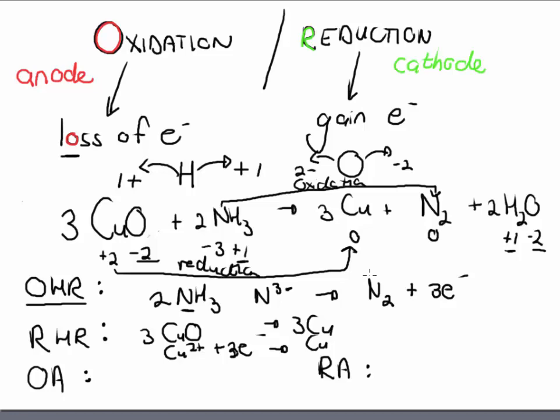Then, the last 2 points here. The substance that goes through reduction, can you see that copper oxide goes through reduction, is going to be our oxidizing agent. So we see here that the copper oxide is our oxidizing agent. And that makes our ammonia, NH3, our reducing agent.